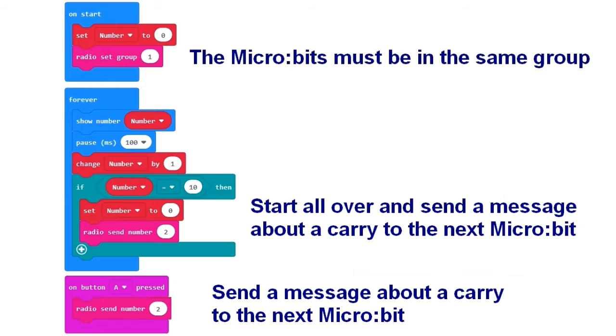Now we expand the program so that it sends the digit 2 as a message of a carry when the variable number reaches 10. It is done using the radio function. You can also send a carry by pressing button A.